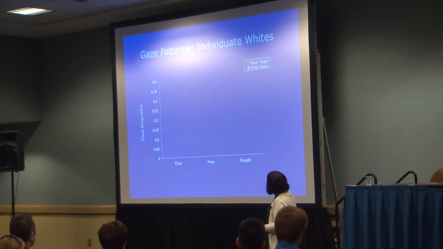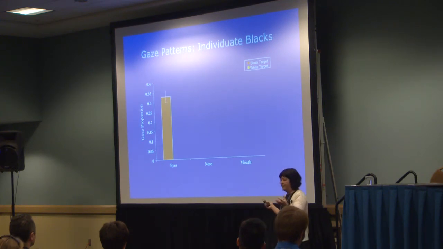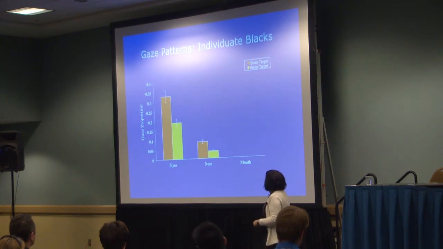And what we found when we look at the individuate white condition is participants attending much more to the eyes of whites than blacks. There's no difference in attention to the nose or to the mouth. When we look at the individuate black condition, we find that the participants, in contrast, now attend much more to the eyes of blacks and whites, and to the nose of blacks and whites.